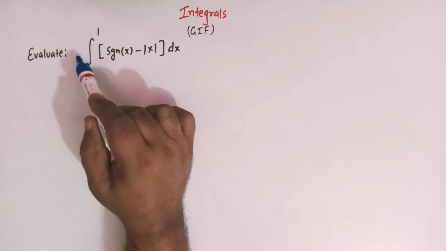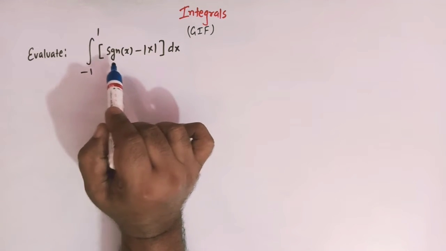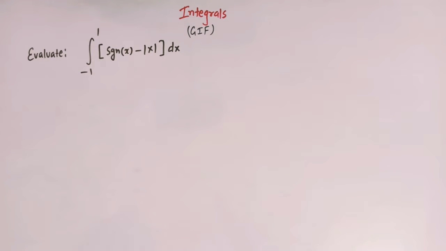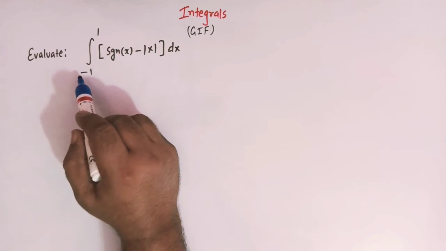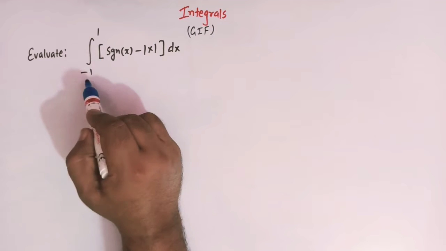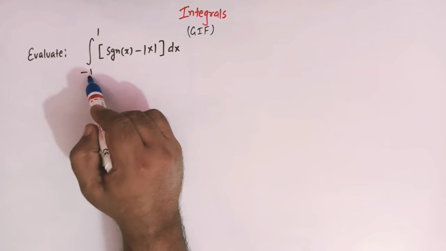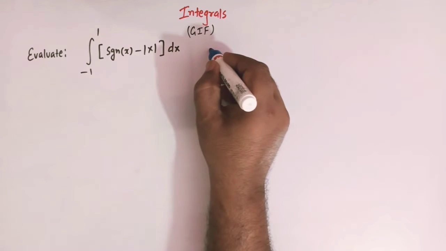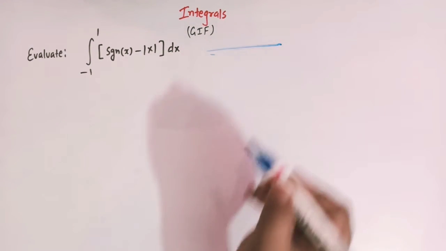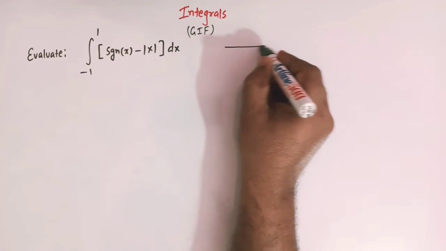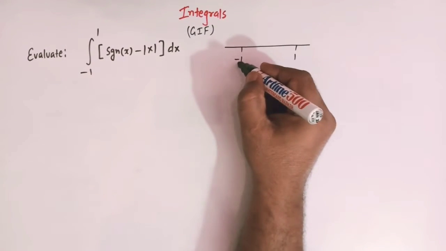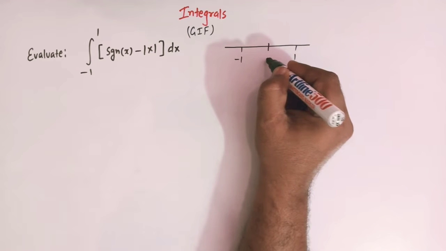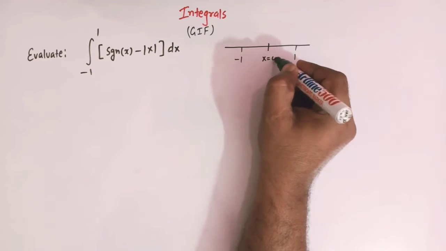So in order to evaluate this integral, we have to first make use of the definition of signum function and the absolute value function, right? So before applying the definition of signum function and the mod function, we'll take a close look at these two limits of integration, that is -1 and 1. Here we have -1 and here we have 1, right? And between -1 and 1 we have the integer that is x is equal to 0, right?